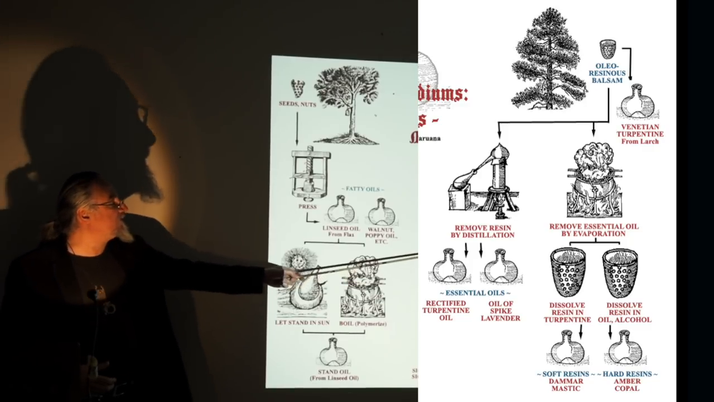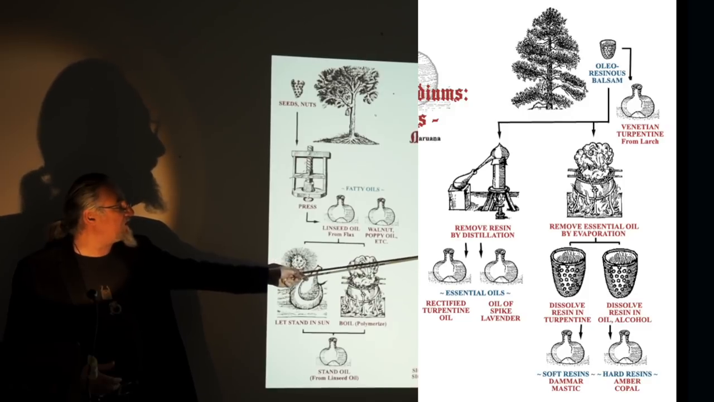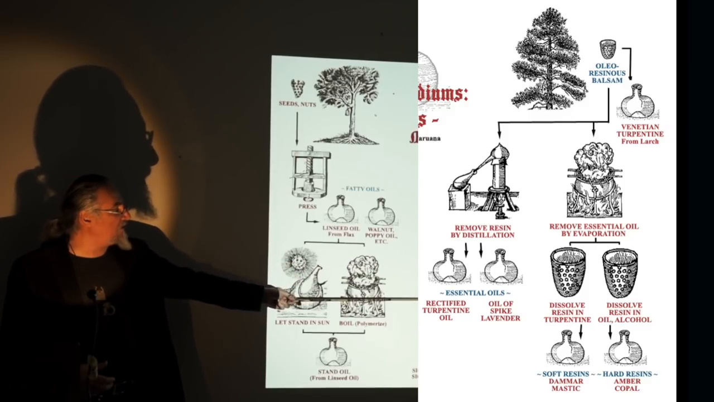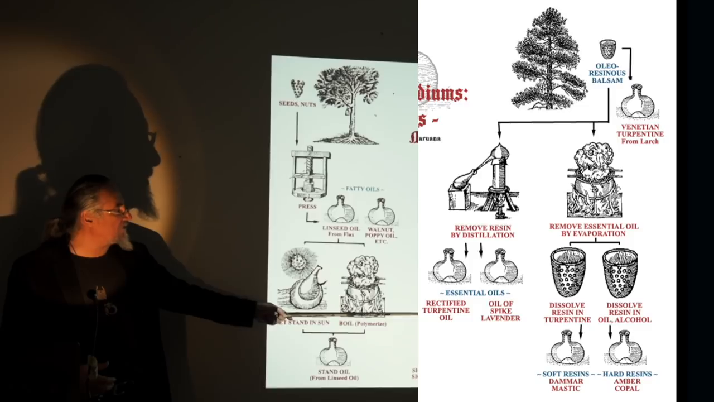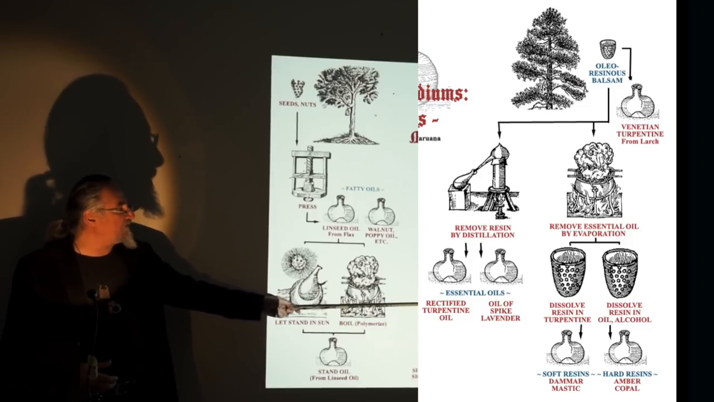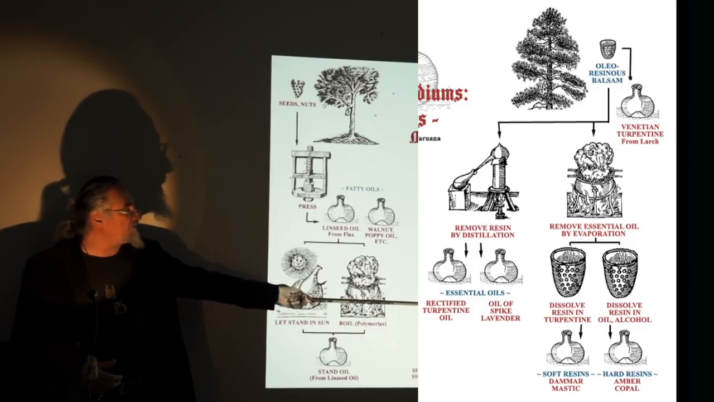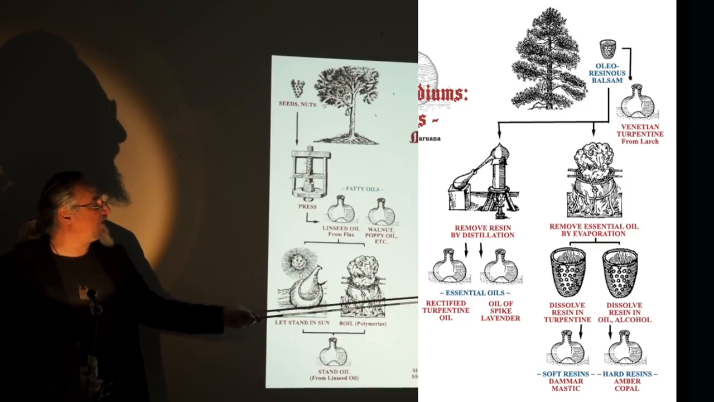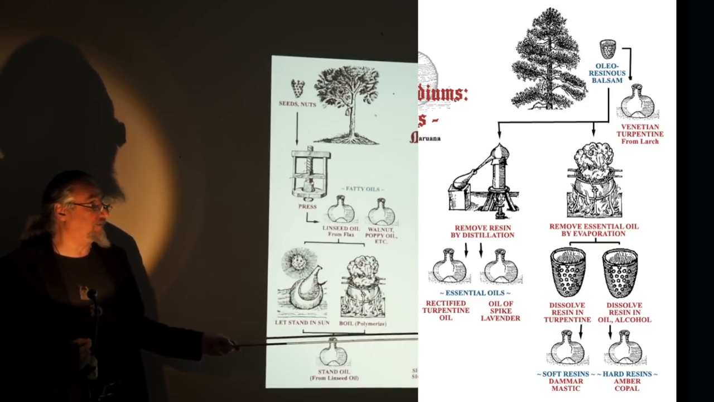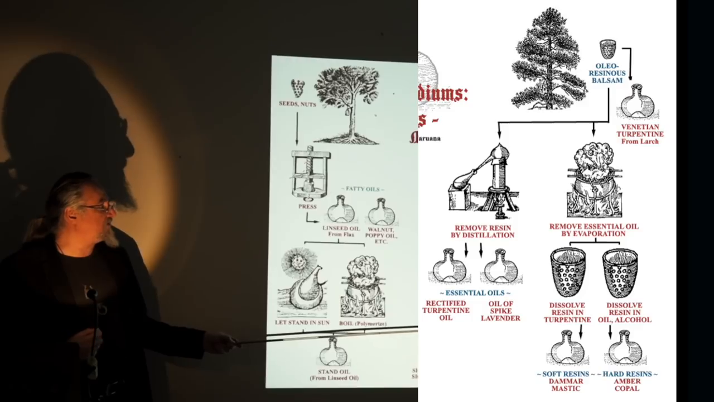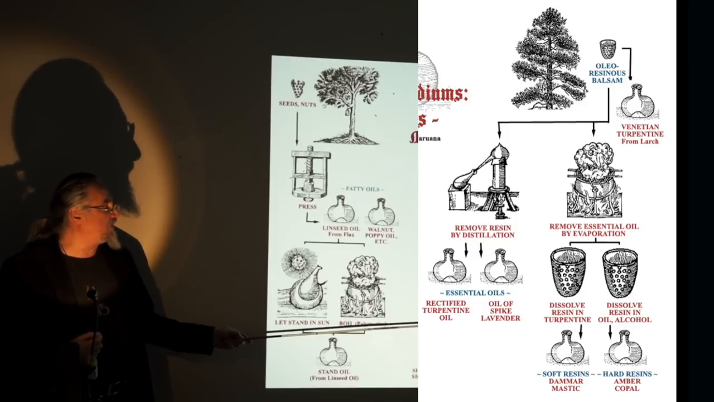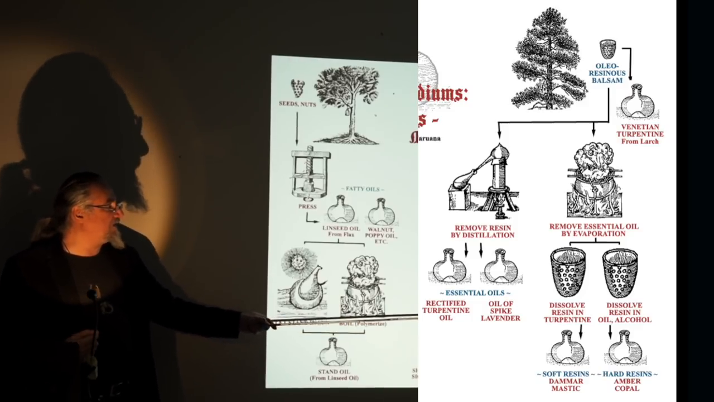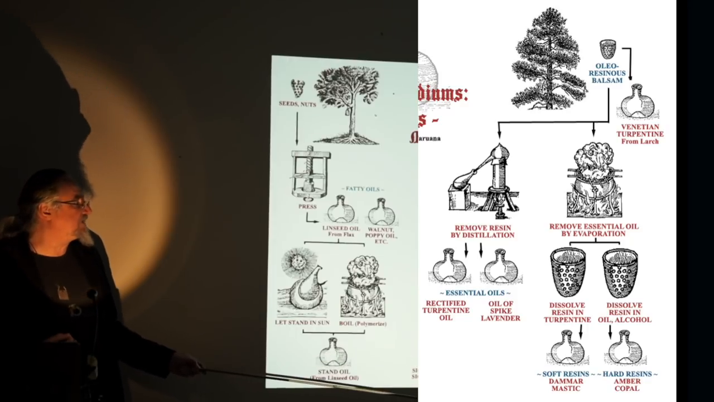If you remove the resin by distillation, then you end up with the essential oil, which is rectified turpentine. I also use oil of spiked lavender. You're doing the same process, but now you're using the stems from the lavender bush. And by using the stem of the lavender bush, you create oil of spiked lavender, essence d'aspic in French.